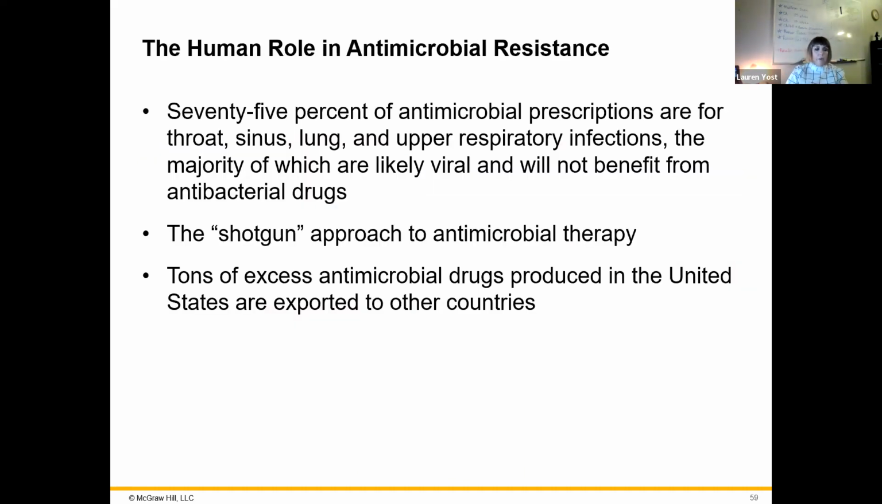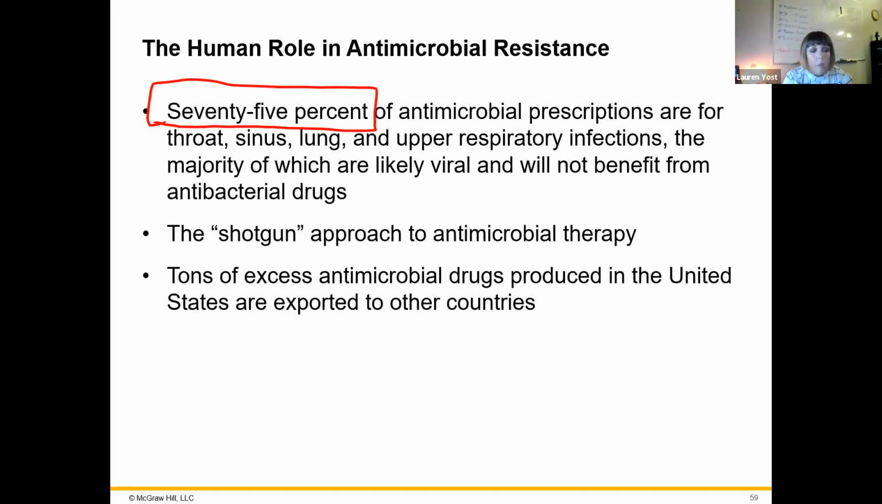All right, 75% of antimicrobial prescriptions. Read that again, folks, because if you are a PA student and you will be actually writing prescriptions, or if you are a nurse going into nurse practitioner, and you'll be writing your prescriptions: 75% of antimicrobial prescriptions are for throat, sinus, lung, and respiratory infections. Most of those are going to be viral, honey. Most of them are viral. Do you treat viral infections with antibiotics? No. So don't be doing that.